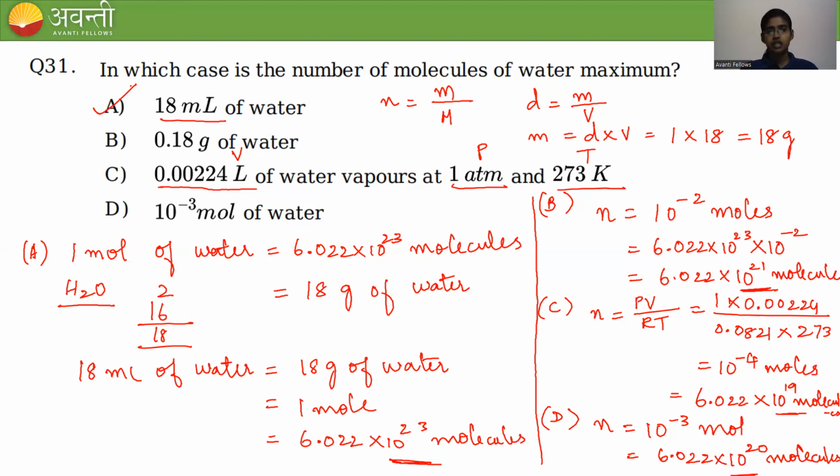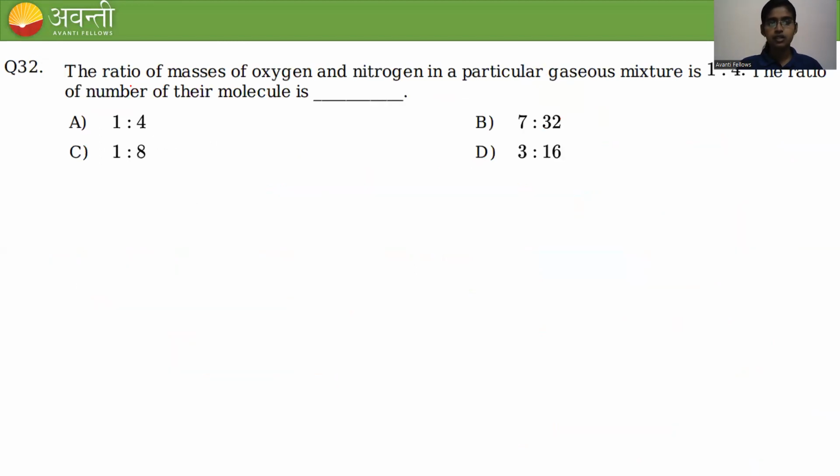Hope this question is clear to you. I'll go for the next question, question number 32. The ratio of masses of oxygen and nitrogen in a particular gaseous mixture is 1:4. The ratio of number of their molecules.